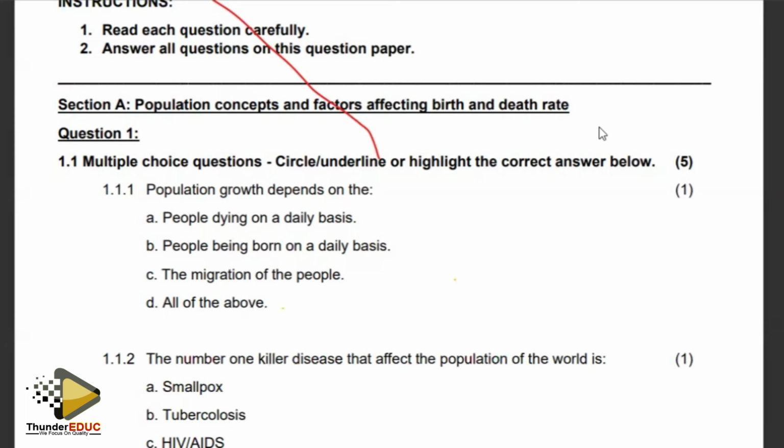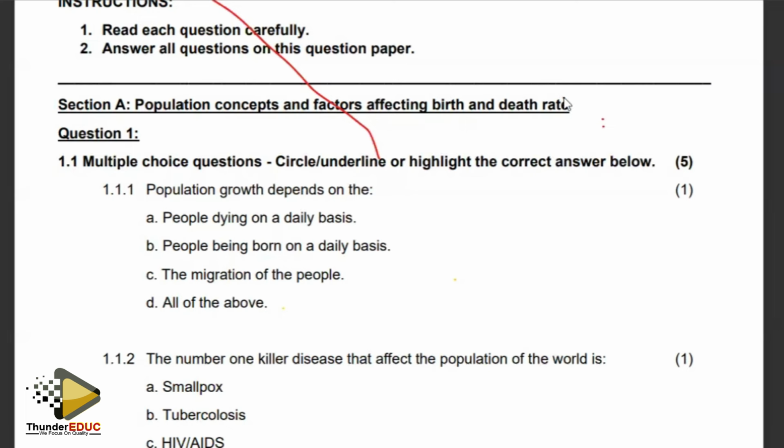Multiple choice questions, you need to circle, underline, or highlight the correct answer. Let's see here. Population growth depends on A, people dying on a daily basis, B, people being born on a daily basis, C, migration of the people, and D, all of the above. Remember, population growth is the number of people growing in an area. It's an increase in the number of people in an area.